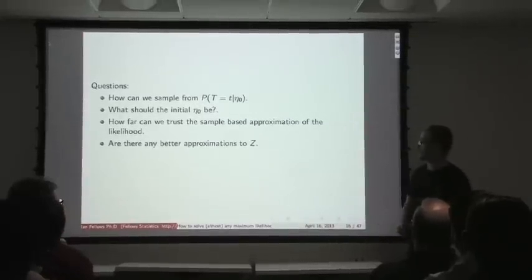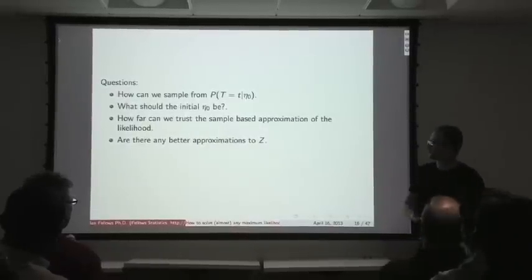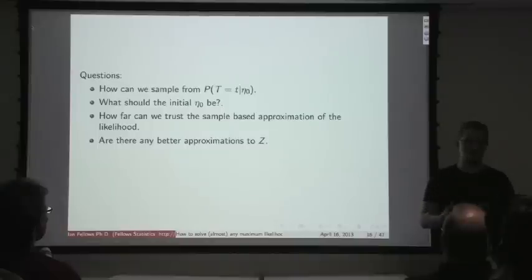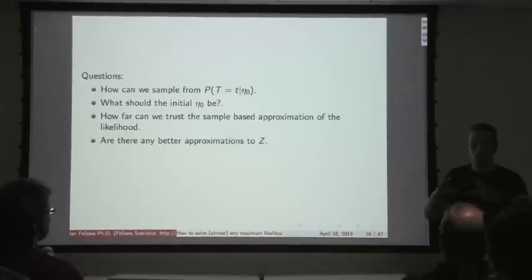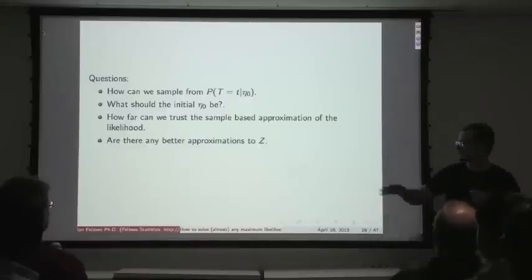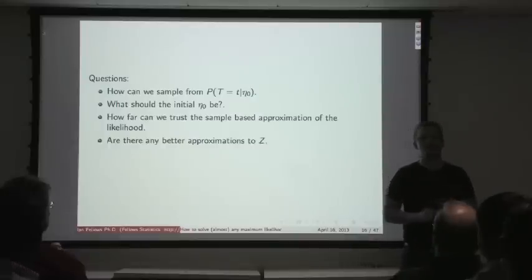Okay, so that begs the question. First of all, how do we sample from our distribution? I haven't said anything about that. Second, what should the initial values be? Where should we actually start this whole process from? If we start from really far away, it's going to take a really long time to get there. Thirdly, how do we know when to trust our likelihood approximation? And fourthly, are there any better approximations of that log expectation that we saw?